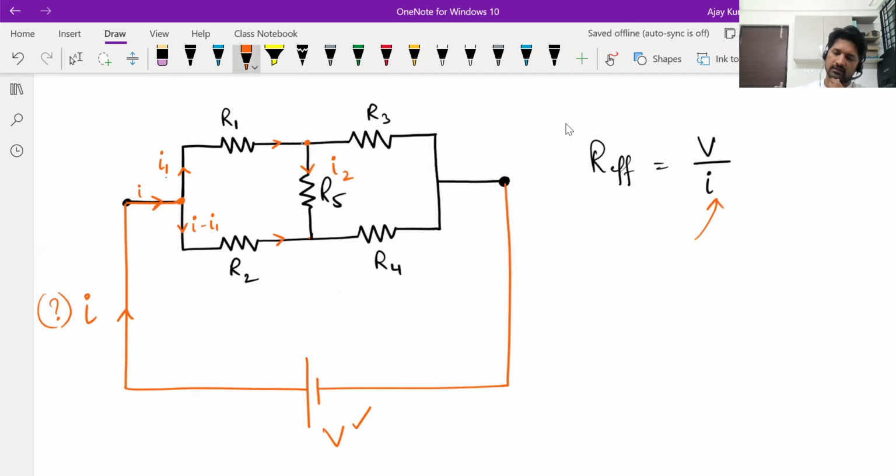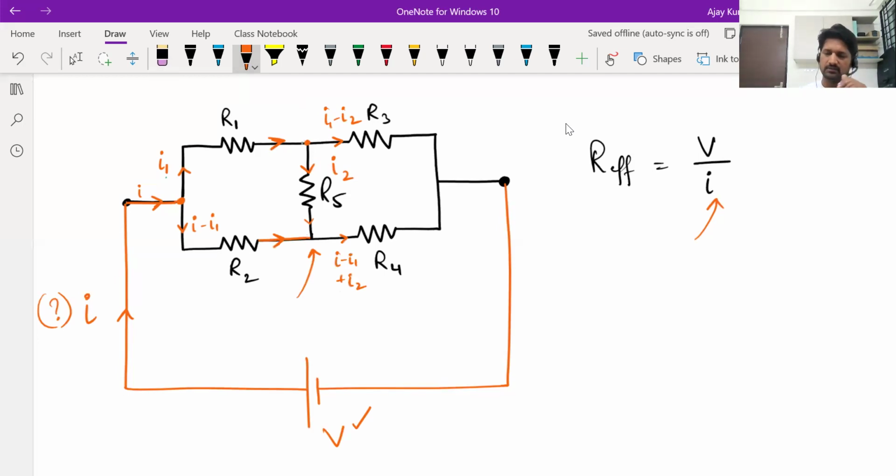Then see at this junction, I1 was coming in and I2 deviated this way. Then how much will go the other way? I1 minus I2 will go the other way. Okay. And at this junction, the lower one, I minus I1 was coming in from this side. I2 is coming in through the other branch. Then the total current here will be I minus I1 plus I2. I2 will get added. And that is what flows through R4.